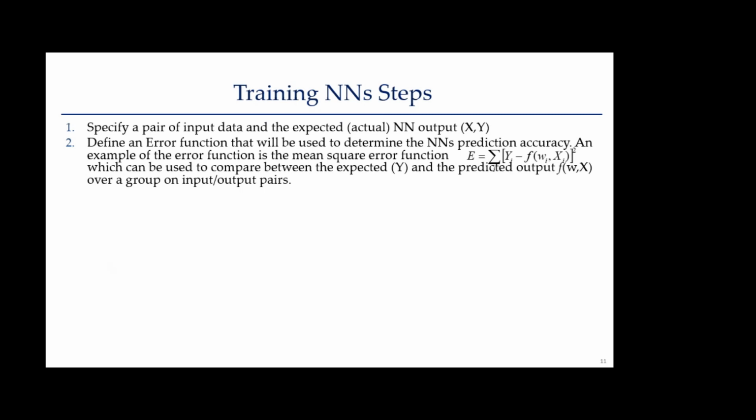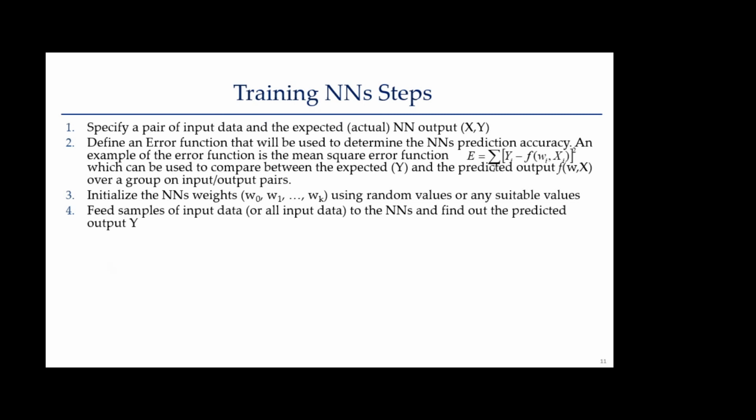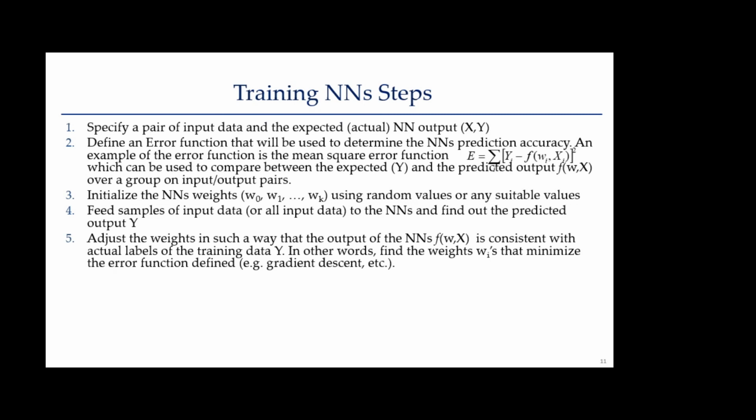If we have a sample of more than one input, then we need to sum the error for all of these samples. With the error function defined, we initialize the neural network weights using random values, and we start feeding our samples to the neural network and find out the predicted output. Then we measure the loss function and adjust the weights as we have seen before.